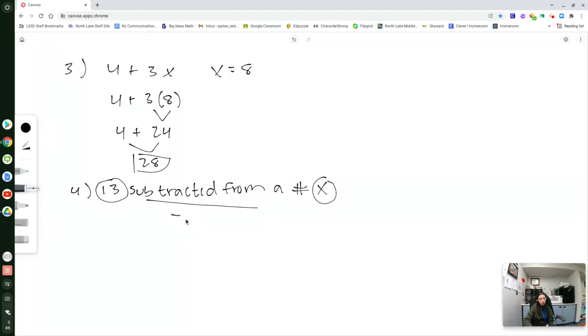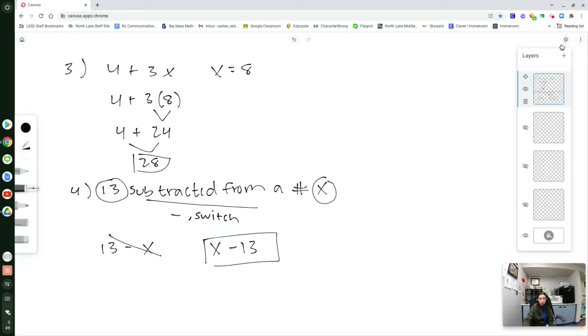Subtracted from does mean subtraction, but it doesn't actually mean 13 minus x. It's one of those phrases that means to take the first number away from the second. 13 subtracted from x, to take that away from the x, to write x minus 13 instead. So subtracted from is one of those ones where we switch the order. 13 subtracted from a number x can be written as x minus 13.